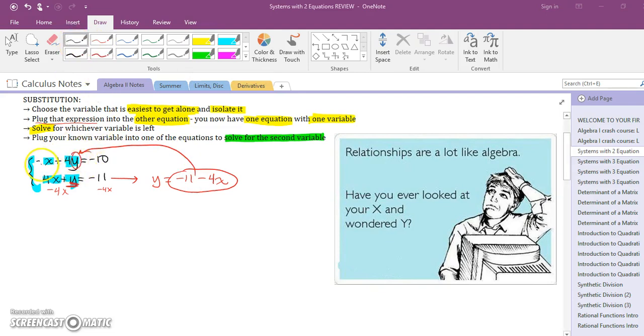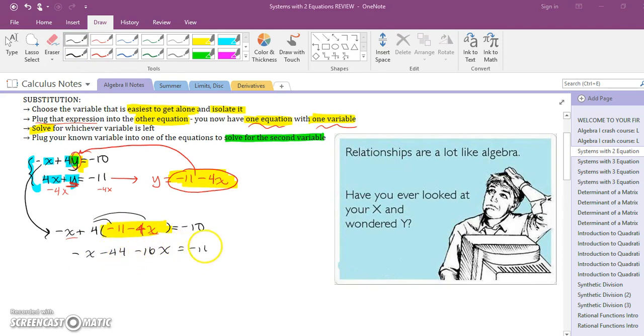The whole point of doing that is so that my resulting statement only has one variable. So I took negative 11 minus 4x, plugged it in for y here, which means I'm going to put it in right here. So now I'm looking at this step here. I have one equation, one variable. I'm only looking at x's here, which means I can solve for x very quickly. So I have negative 11 minus 44 minus 16x equals negative 10.